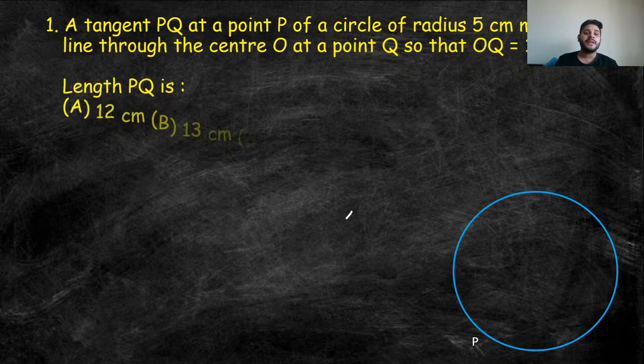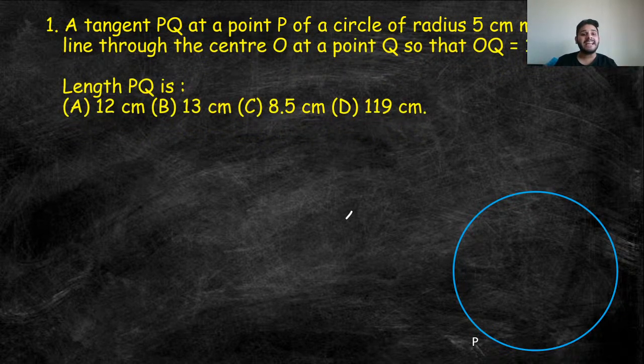Now, reading the sum: a tangent PQ at a point P of a circle of radius 5 cm meets a line through the center O at a point Q so that OQ is equal to 12 cm, and we have to find the length of PQ.